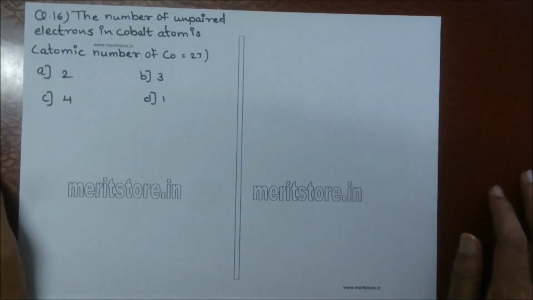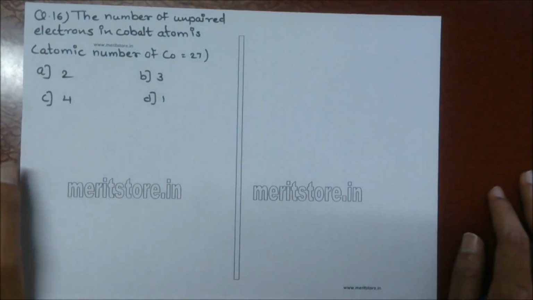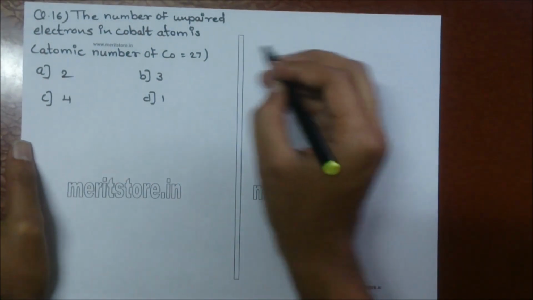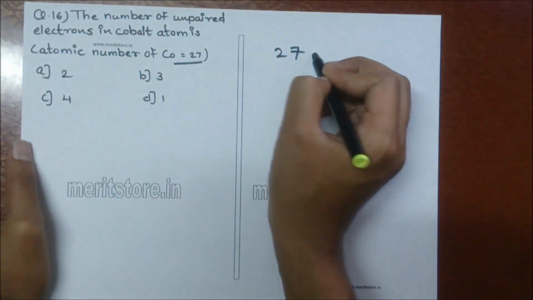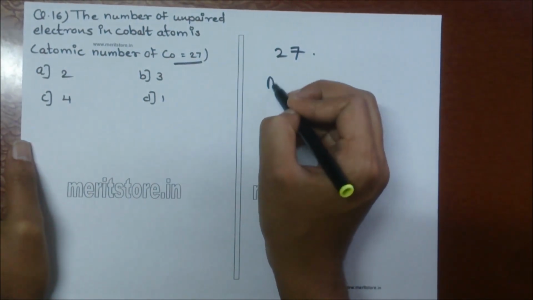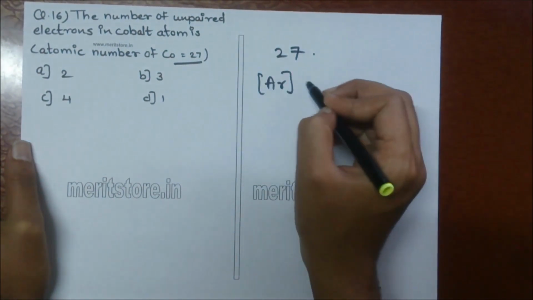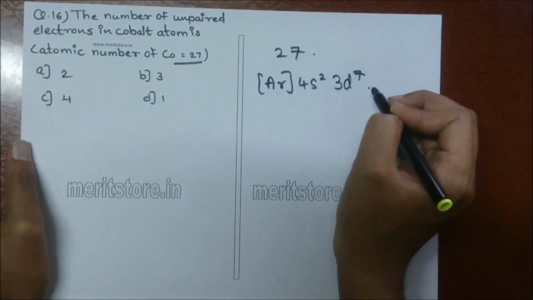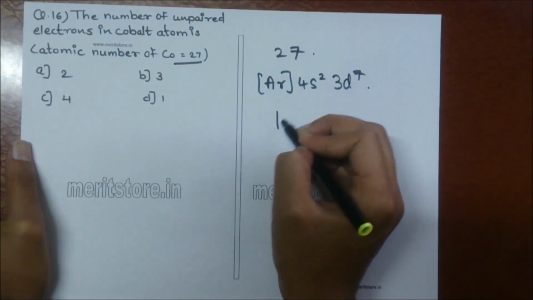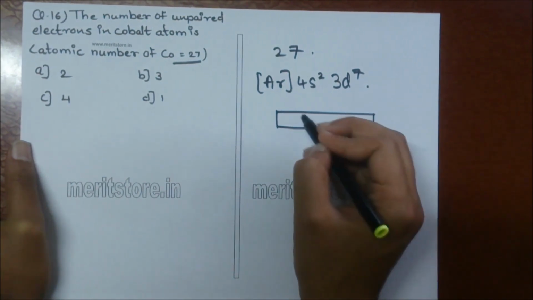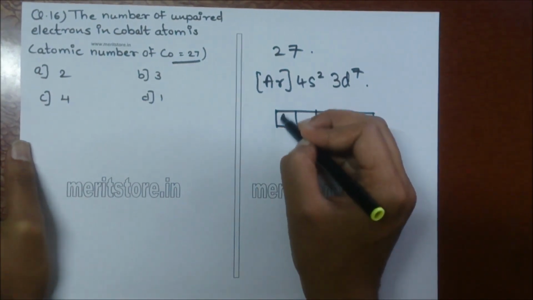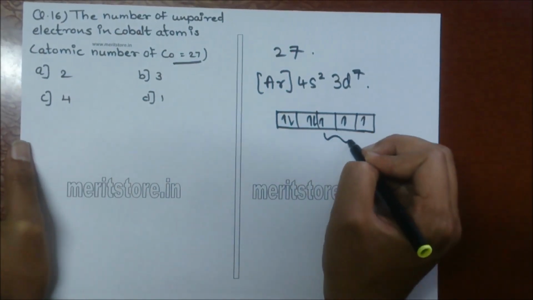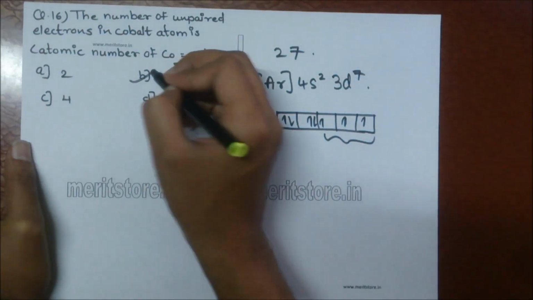Question number 16. Number of unpaired electrons in cobalt atom is A2, B3, C4, D1. Atomic number of cobalt is given as 27. So we can write the electronic configuration as argon, which has 18 electrons, 4s2 and 3d7. So d orbital of cobalt will be 1, 2, 3, 4, 5, 6, 7. So 3 unpaired electrons are present in cobalt, option B.